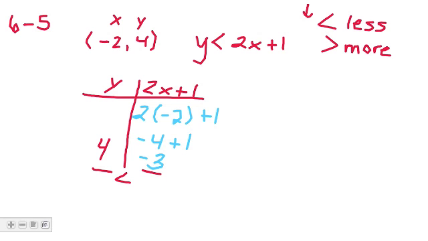All right, well, now let's see if this was a true solution. 4 is less than -3. Nope, that is incorrect. So this one here is not a solution. And you can just write it just like that. Okay, now let's try another problem here. All right, let's try this one.